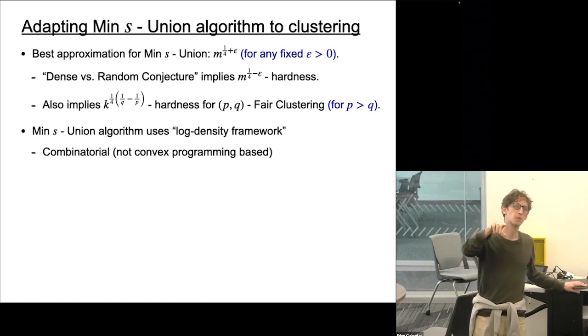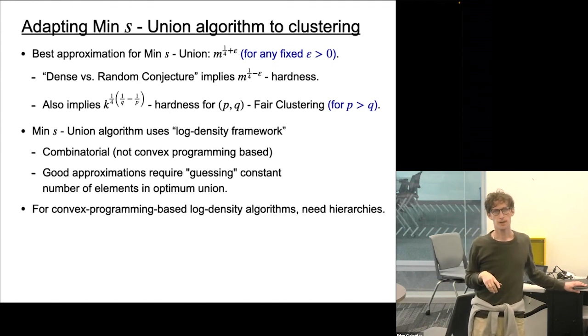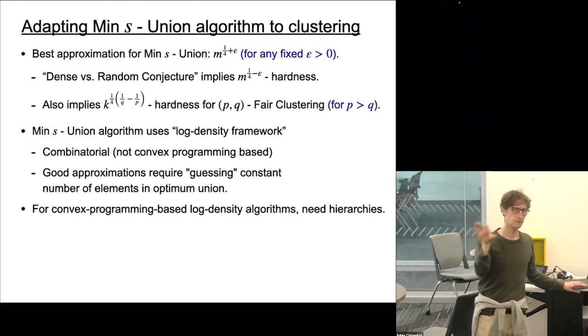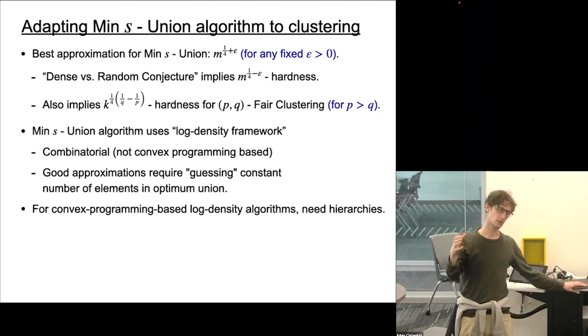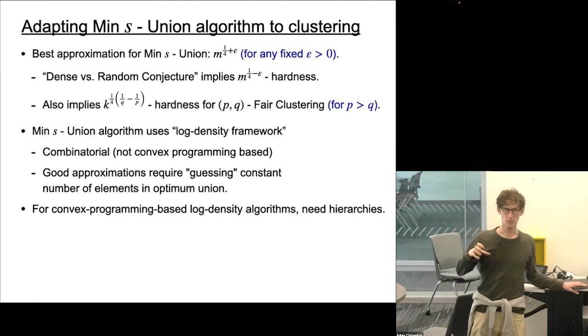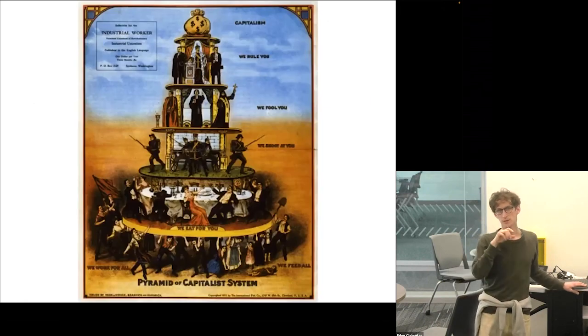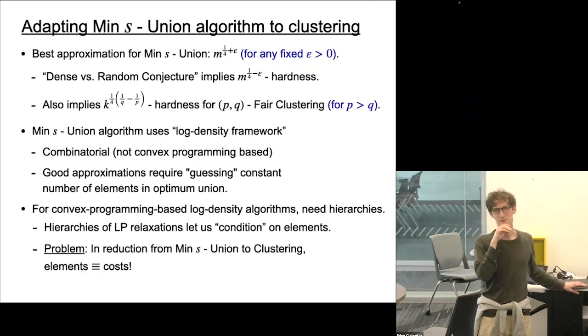And so this algorithm for min S union does this thing where it guesses some parts of the solution, and because it makes a constant number of guesses, a convex programming based variant would be LP hierarchy based. You need to do this kind of conditioning: what are the LP values in the event where this constant number of elements belongs to the solution? So not this kind of hierarchy, but like Sherali-Adams and things like that.